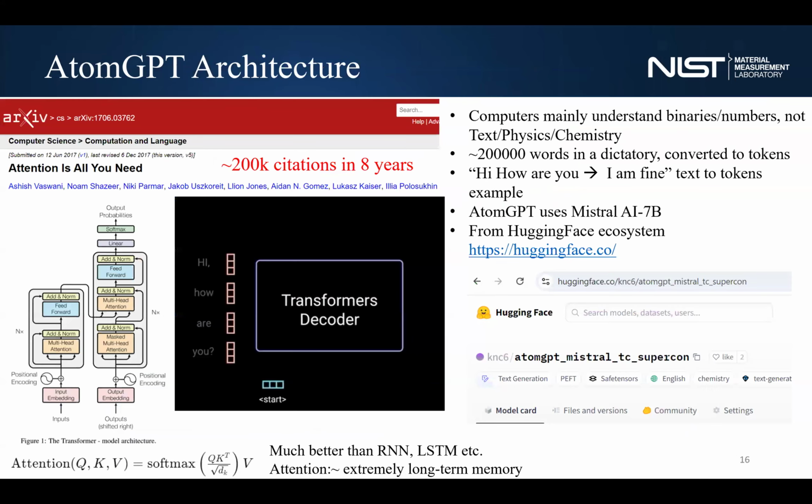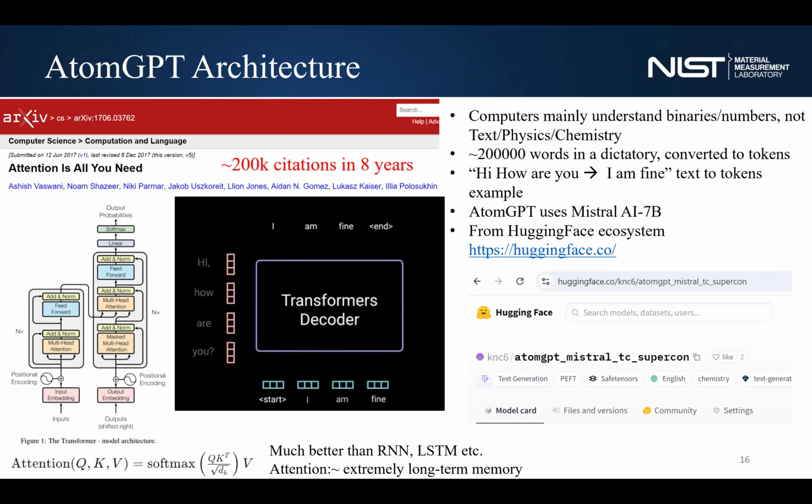I'd like to briefly talk about this GPT architecture. So this is based on a paper called Attention is All You Need. And I think this is one of the most cited papers in the history of mankind, with about 200,000 citations in 8 years. And there's a lot of details, but let me try to make it super simple. So suppose you ask a question, hi, how are you? And the response is, I am fine.